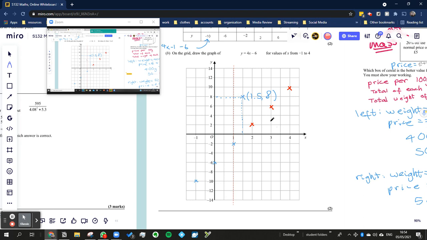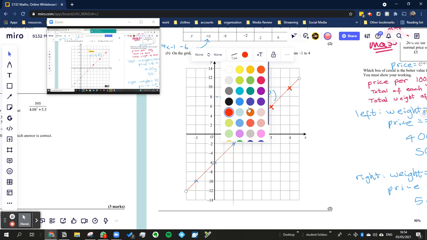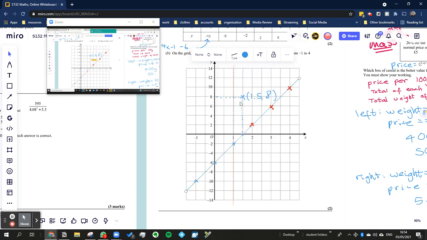Now, you do need to draw a line. I don't know if you'd call it a line of best fit in this case, but we draw a line going through it, and we don't want that to be dotted. Let's change the color. Let's change it to blue, and I'm going to make it a bit thicker as well. So that's what you'd have to do for that. Does that make sense? That make a bit more sense?